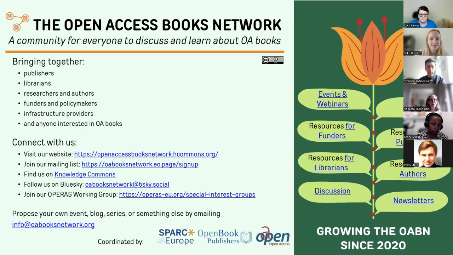For those of you who don't know the Open Access Books Network, it's a joint initiative coordinated by Spark Europe, Open Book Publishers and OAPEN. It's a really amazing network with hundreds of members, bringing together publishers, librarians, researchers and authors, funders and policymakers, infrastructure providers, and anyone else interested in OA books. It is really bringing the whole community, all the actors who care about accelerating open access to books, discussing and learning about open access books.